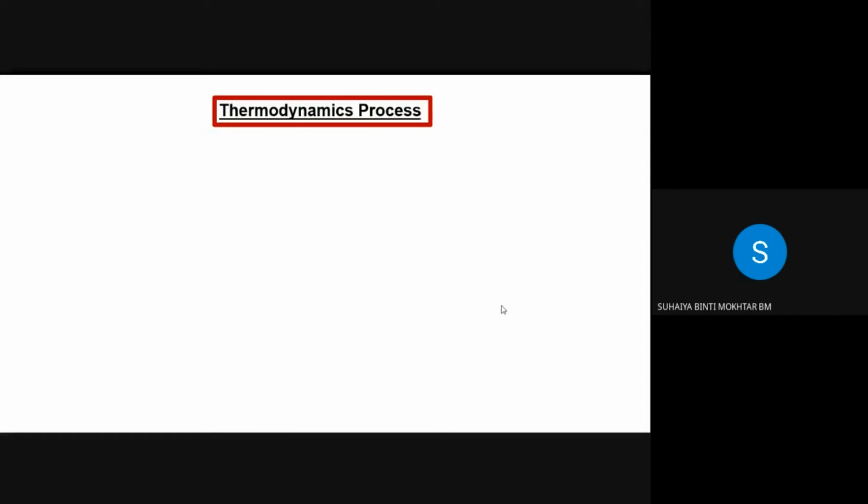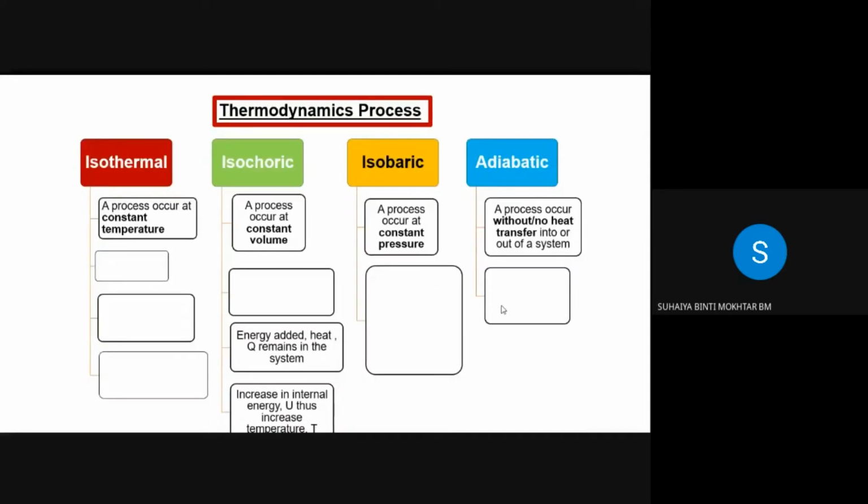Okay, then thermodynamics processes. What are there? Isothermal, isochoric, isobaric and adiabatic. Isothermal, constant temperature. Isochoric, constant volume. Isobaric, constant pressure. And adiabatic, okay, a process with no heat transfer into or out of a system. So for an adiabatic process, Q equals 0.